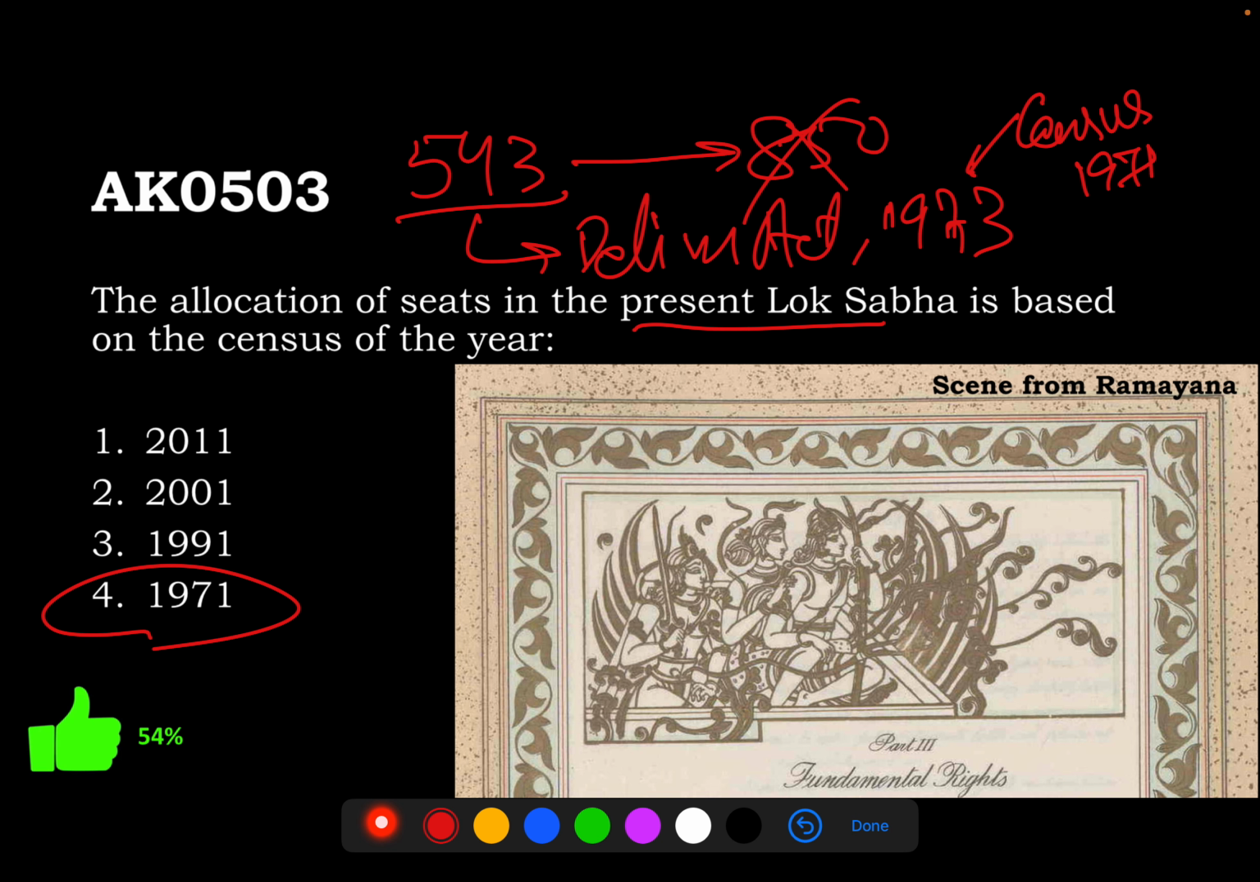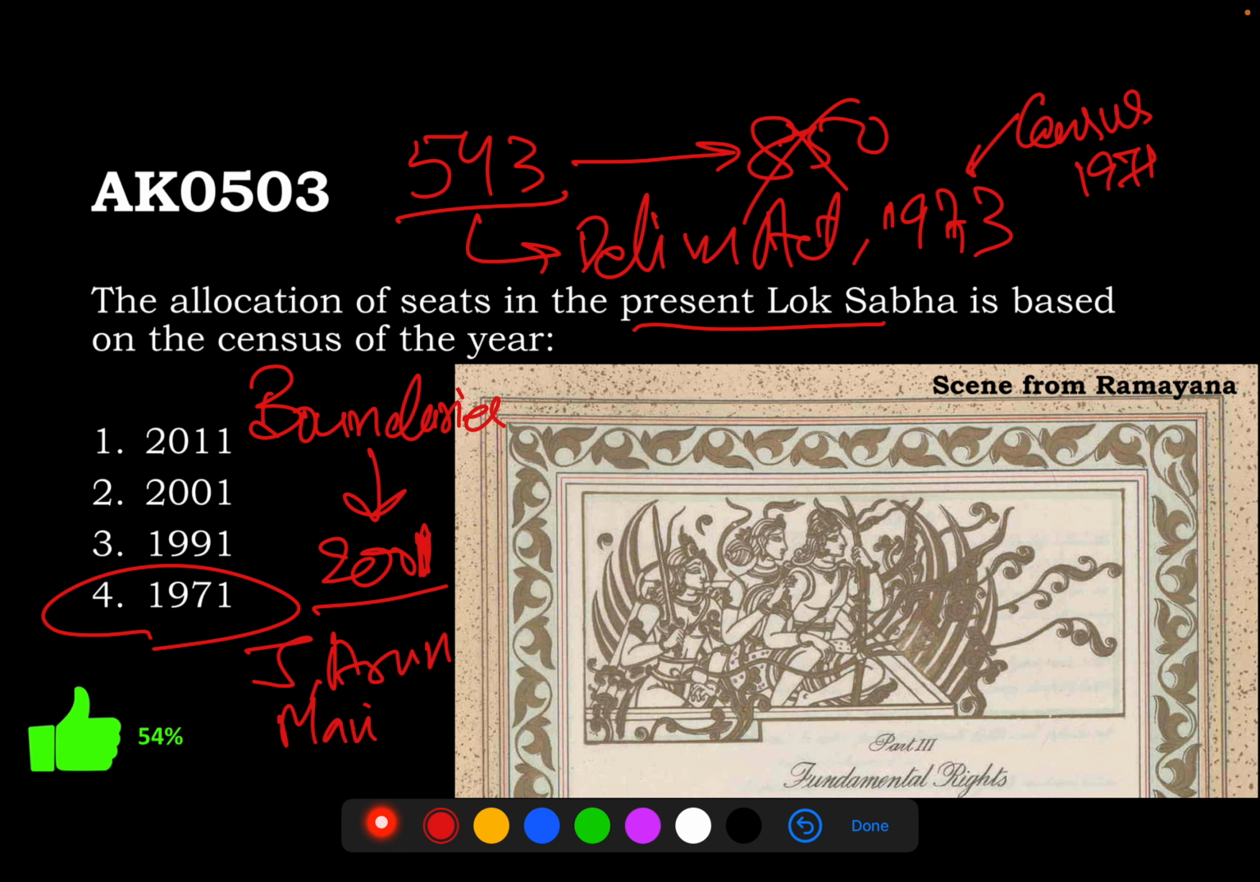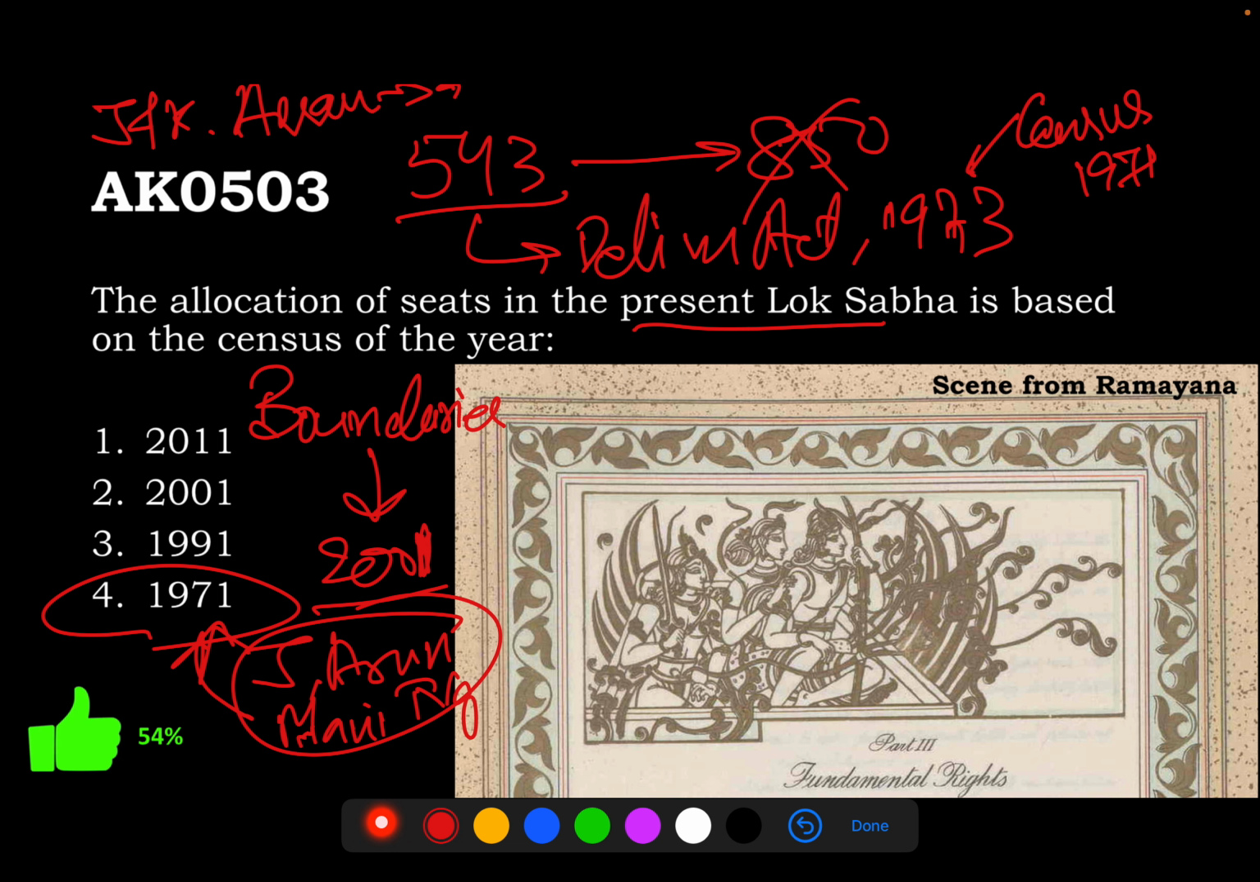So even till today, we are following the allocation of seats based on the 1971 census. However, the boundaries of the constituencies are not based on the 1971 census, except in some cases. Largely, they have been designed based on the 2001 census, the last delimitation exercise. However, you should also know that states like Jharkhand, Arunachal Pradesh, Manipur and Nagaland still have boundaries based on the 1971 census. At the same time, the boundaries of Jammu and Kashmir and Assam are based on the latest 2011 census information.